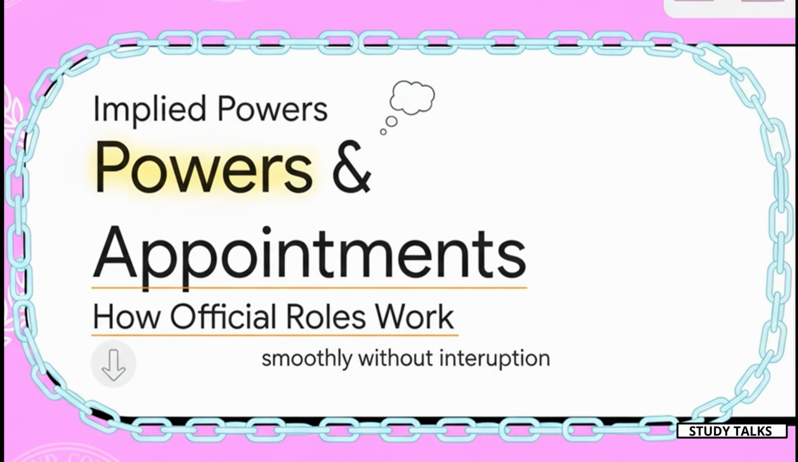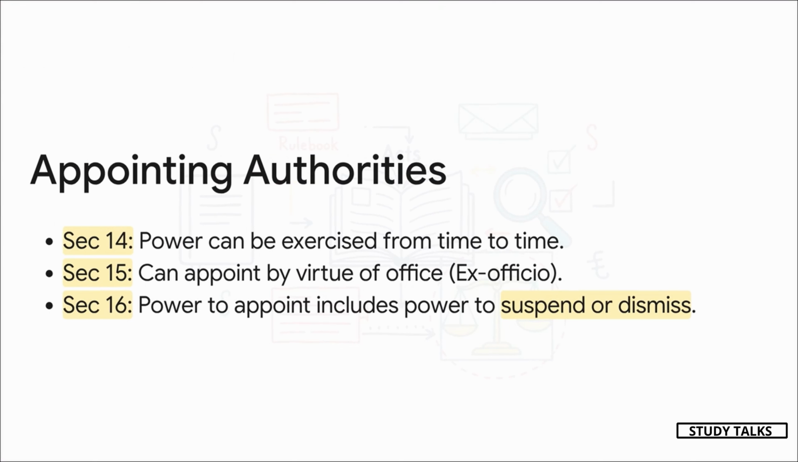All right. Let's look at the next group of sections. These explain all the implied powers and the rules of continuity that make sure government and official bodies can actually function smoothly without any interruptions. These 3 sections create a whole bundle of powers for anyone who has appointing authority. Section 14 says a power isn't a one-time thing. It can be used whenever needed. Section 15 allows for ex officio appointments. That's when someone gets a post simply by virtue of holding another office. And Section 16 is a big one. The power to appoint someone automatically includes the power to suspend or dismiss them. This is a really critical implied power.